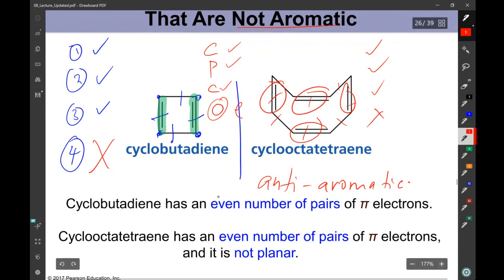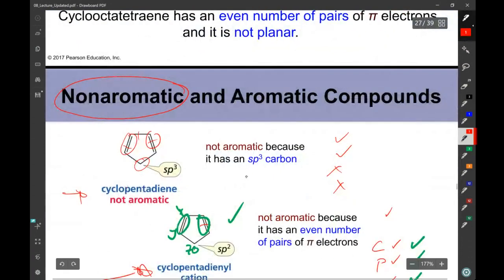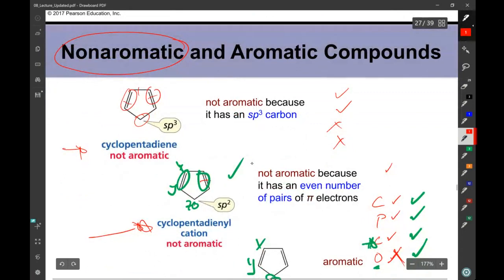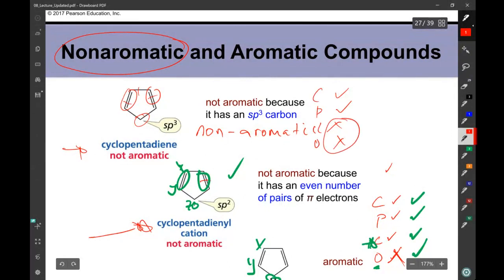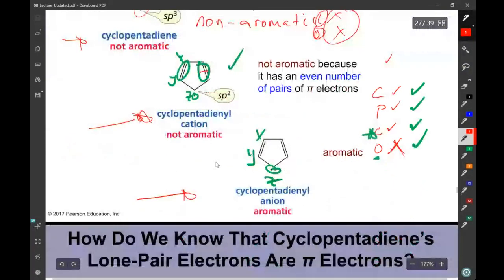Okay, that's what I wanted you guys to see. Then non-aromatic means you are neither anti-aromatic nor aromatic. So in this case, this guy here will be non-aromatic. And what makes it non-aromatic? You see that it has failed two tests, the CPCO. So it failed the C test and then failed the O test. So that's why it is non-aromatic. Does that make sense, guys?